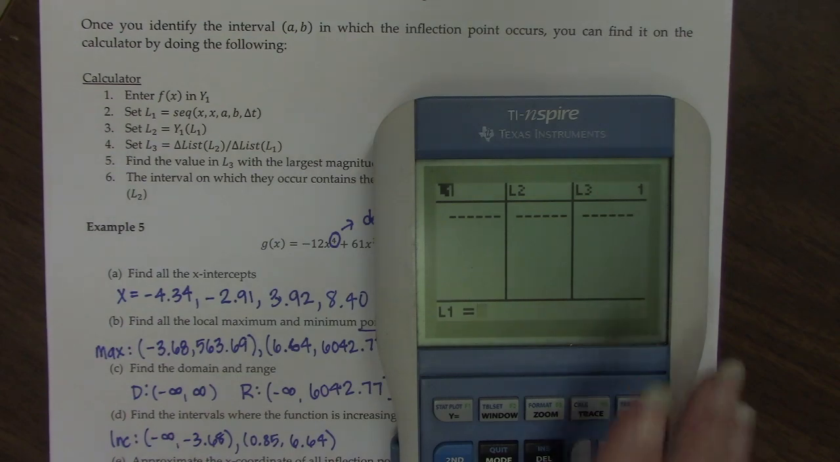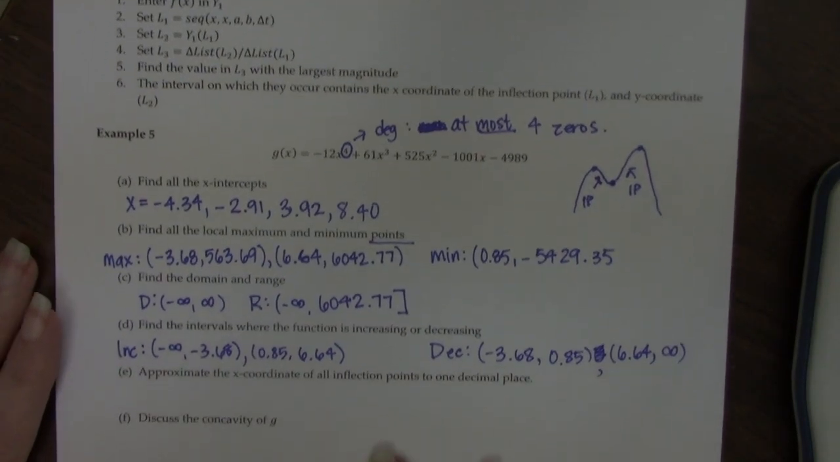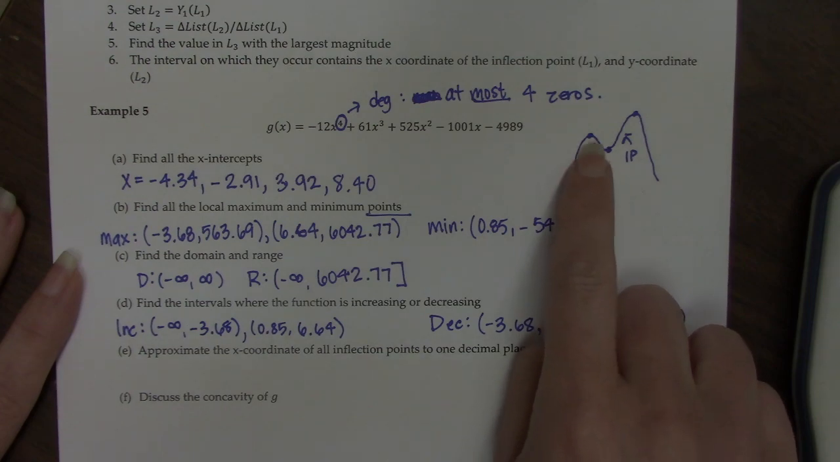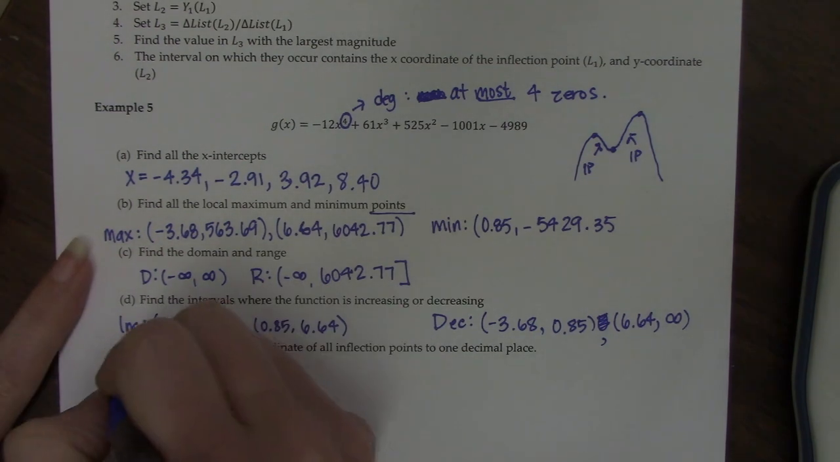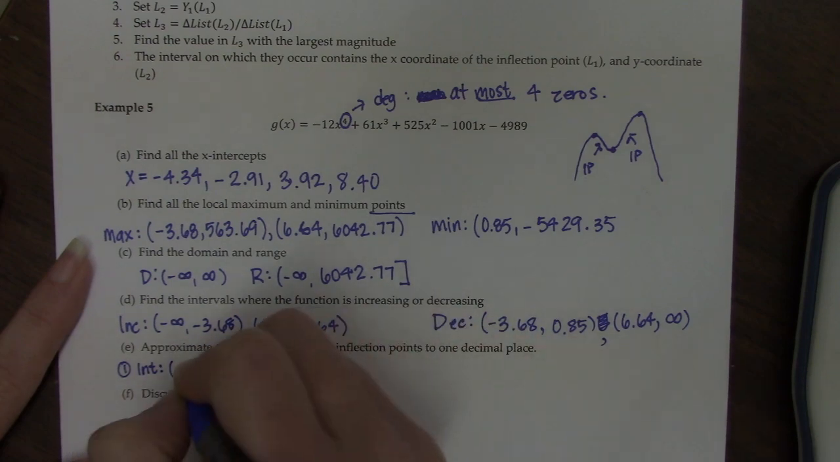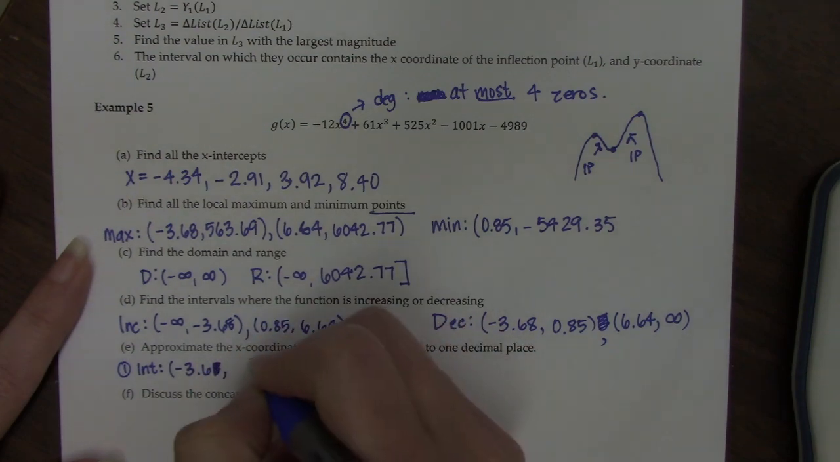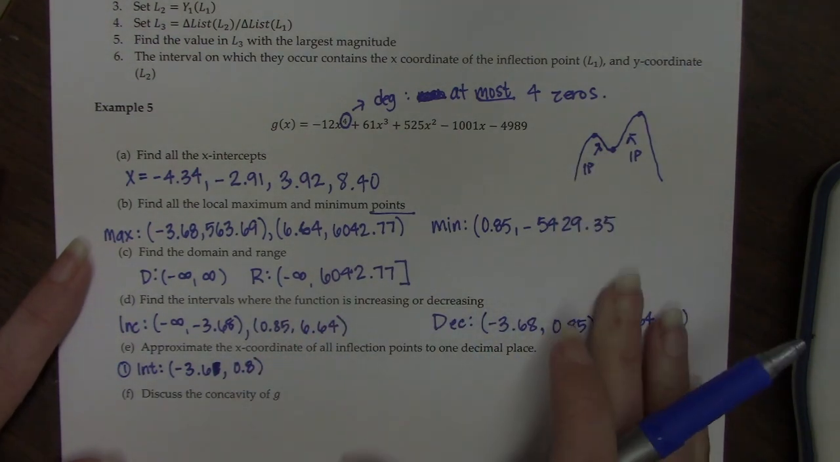So the first interval that I'm going to pick, because I'm going to have an A and B, I know where the first inflection point occurs. It occurs between these 2 points right here. So my first inflection point, I'm going to use the interval negative 3.6 because we want to go to one decimal place, to 0.8, because we know it's between this x value and this x value.